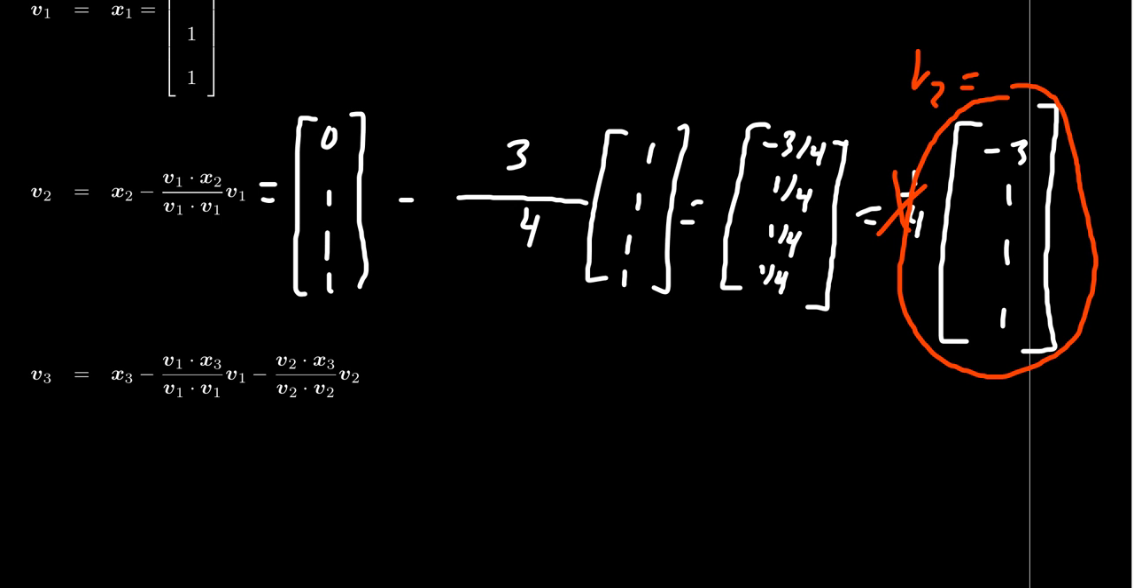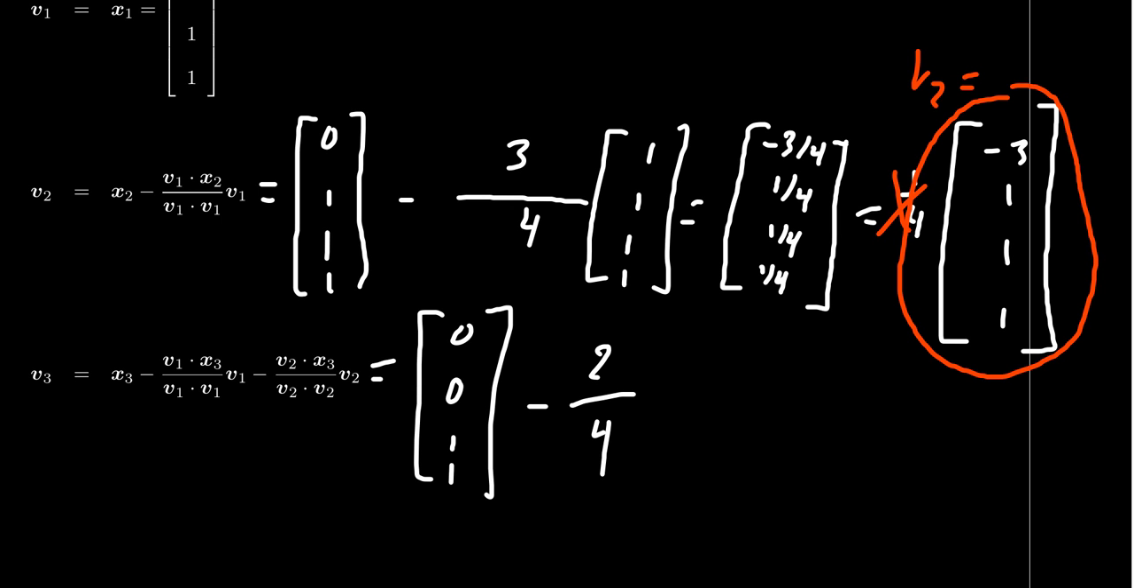All right. So how do we do v3 then? We're going to take x3, which remember that was the vector 0, 0, 1, 1. We're going to subtract from it v1 dot x3 over v1 dot v1. So x3 is the vector I just wrote down there. v1 was all ones. So you take the dot product, you get 2. This will sit over 4. And you times that by 1, 1, 1, 1.